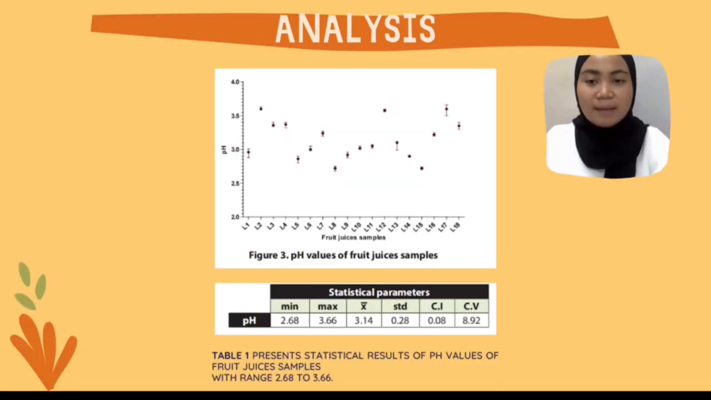Commercial fruit juices, apple, orange, cherry, and blueberry from 5 of the most popular and frequently consumed brands were chosen. In our study, we discovered 18 different commercial fruit juices. All samples collected were labeled with a code ranging from L1 to L18. These are the pH values of fruit juice samples. Table 1 shows the statistical results of pH values of fruit juice samples, with a range of 2.68 to 3.66.